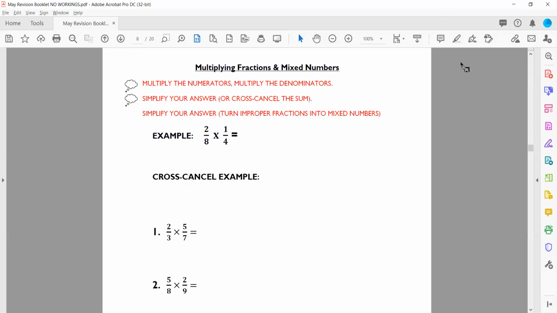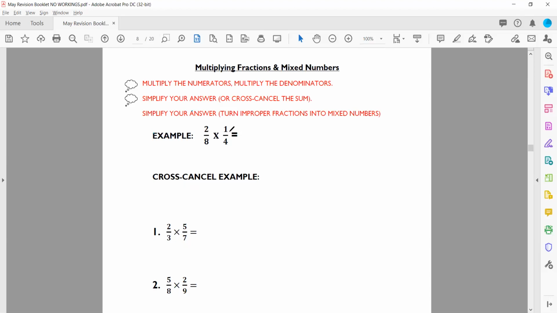Now we're going to look at multiplying fractions. Multiplying fractions is probably the most straightforward thing you can do, in that you simply multiply the numerators, multiply the denominators, and then you simplify where required. So we'll look at this method first of all.